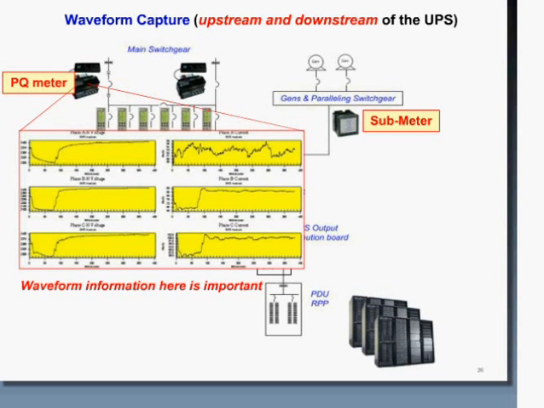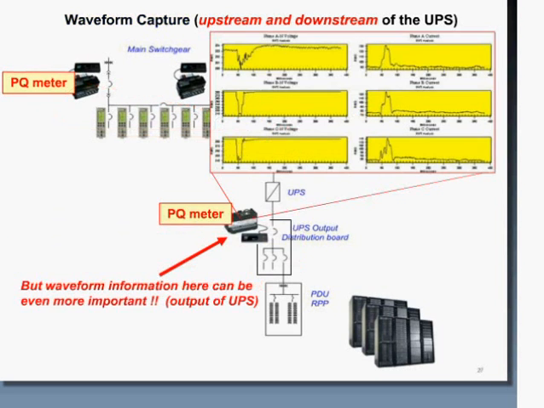it's also very important that we capture waveform information on the output of the UPS, because a lot of people will have that capability in the main switch gear, but again, when we're looking at an event and we're trying to understand directionality, it's good to have it here on the output of the UPS.